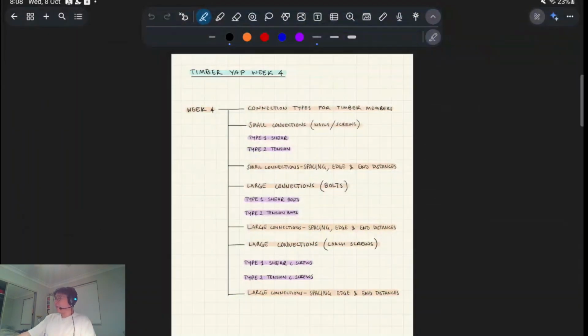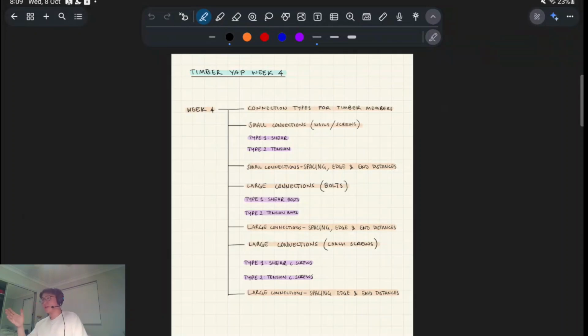But yeah, this part of the course is where the standards start getting a bit weird, in my opinion, and you really start to notice that it is written differently compared to steels and concrete. Because in my opinion, it's written a lot more annoyingly.